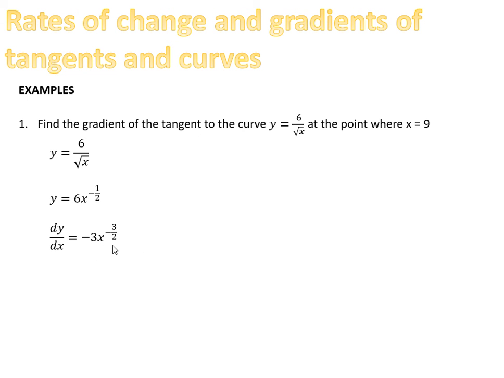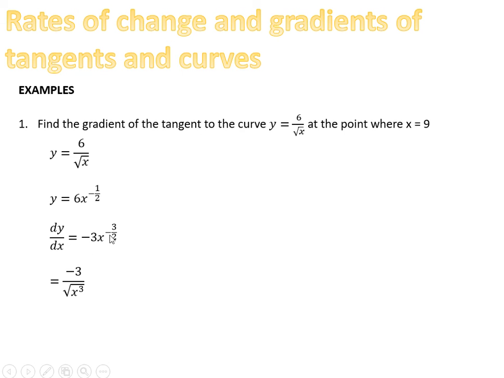But the problem is, what is 9 to the power of minus 3 over 2? It's easier to change this back into the original form and work out what something to the power of minus 3 over 2 means. So we want to first of all change this. It's going to work.